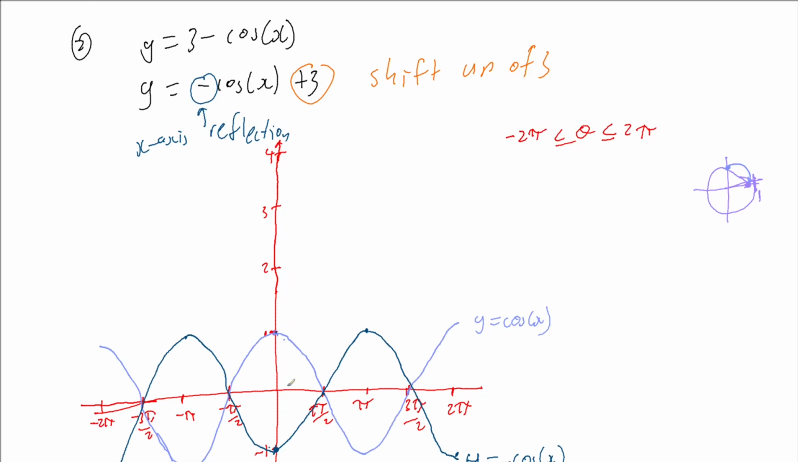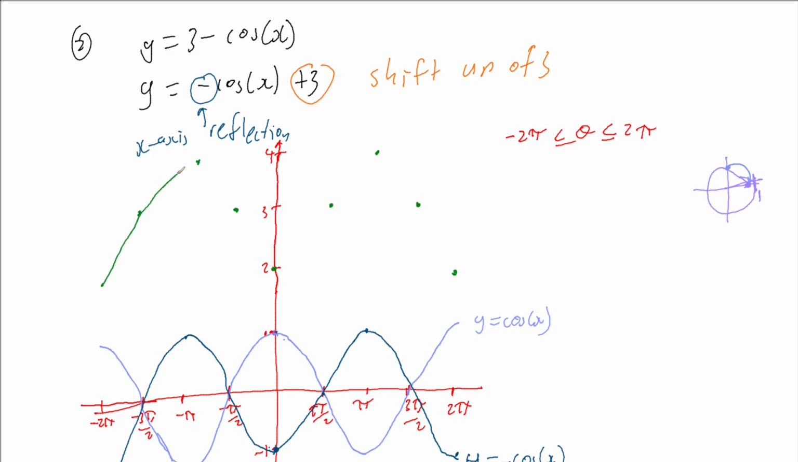And so if we do that, every point needs to move up by 3. So my negative 1 point moves up 1, 2, 3 to 2. My 0 point here moves up 1, 2, 3 to 3. This 1 point moves up 1, 2, 3 up to the 4. 0 will go to 3. Negative 1 will go to 2. 0 will go to 3. 1 will go to 4. 0 will shift up to 3. And this negative 1 will shift up to 2.